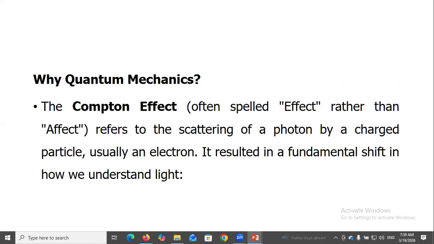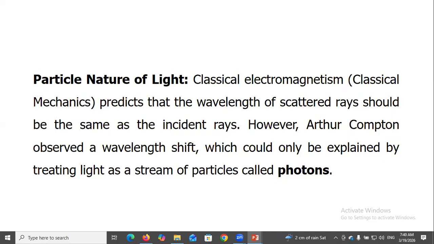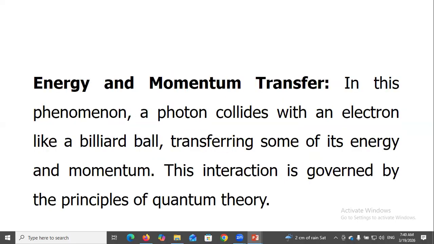Why quantum mechanics? The Compton effect refers to the scattering of a photon by a charged particle, usually an electron. It resulted in a fundamental shift in how we understand light. Particle nature of light: classical electromagnetism and classical mechanics predict that the wavelength of scattered rays should be the same as the incident rays. However, Compton observed a wavelength shift, which could only be explained by treating light as a stream of particles called photons. Energy and momentum transfer.